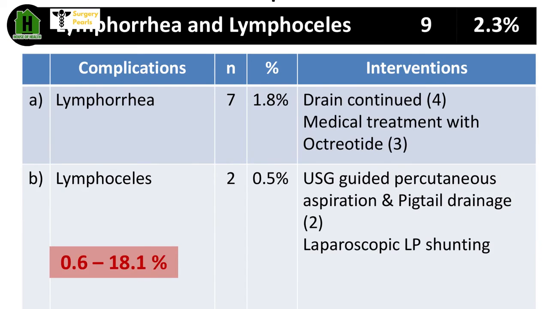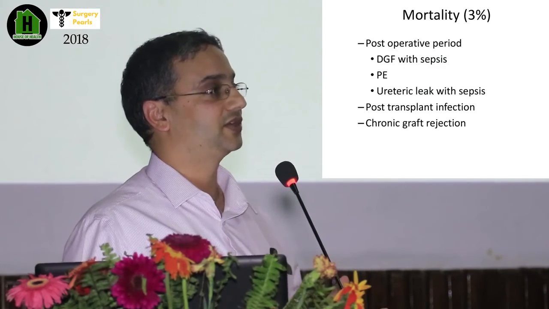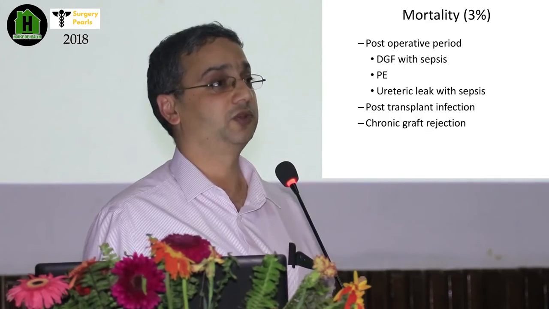Complications like lymphorrhea and lymphocele actually exist, and this is because of the dissection of the lymphatics during the vascular dissections. Complications like hematuria and graft ruptures are also common. The last slide I would like to put forward is the mortality. Still, transplantation is a very risky game because we are dealing with CKD patients, and there are lots of comorbidities with the patients.